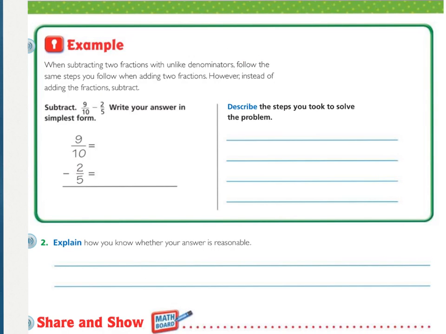Looking at another example, this is subtraction. Pay attention to the operation signs. So when subtracting two fractions with unlike denominators, we follow the same steps as when adding two fractions. However, instead of adding, you just subtract. So go through the steps to create a common denominator, and then make sure you write your answer in the simplest form. Go through just the left-hand side of the example.